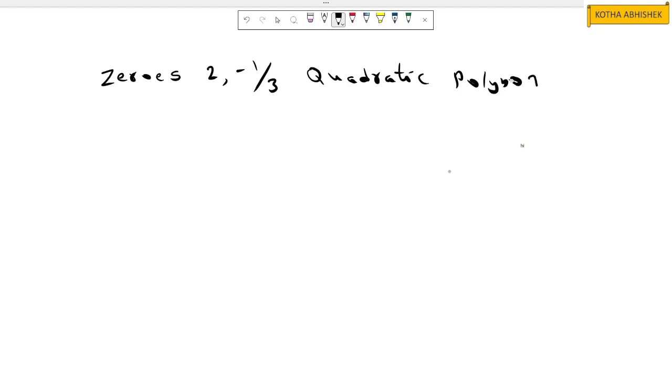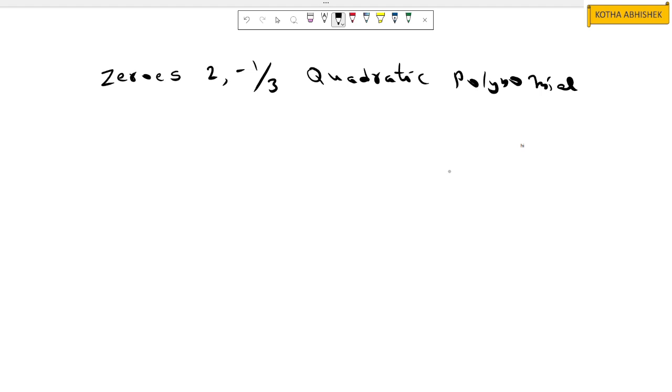This question is from polynomials. Zeros of a quadratic polynomial will be given, like 2 comma minus 1 by 3. Then he will ask us to write the quadratic polynomial or else quadratic equation. Okay, the zeros or roots are given as 2 and minus 1 by 3. Then we need to find out the required quadratic polynomial or quadratic equation.